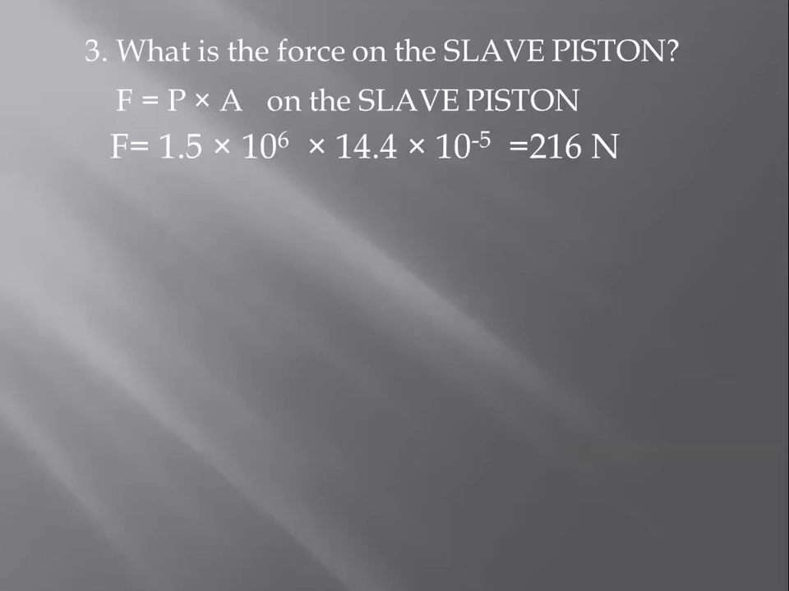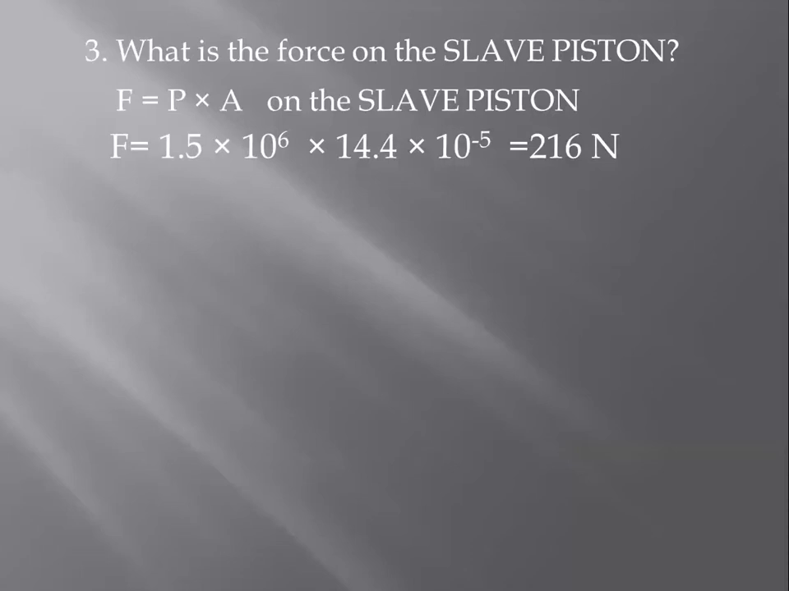Right, we've got our force, we've got the same pressure, 1.5 times 10 to the 6, the same pressure on the whole fluid, acting on both pistons. Different area though, 14.4 times 10 to the minus 5, and that gives us a larger answer, 216 newtons.